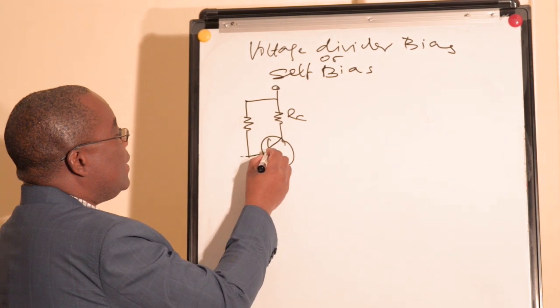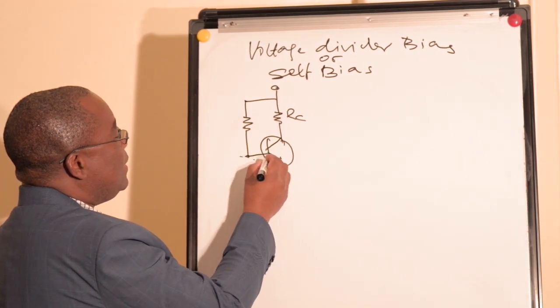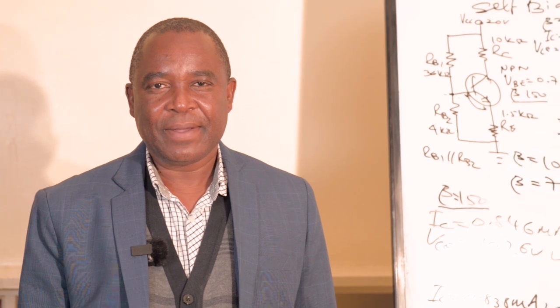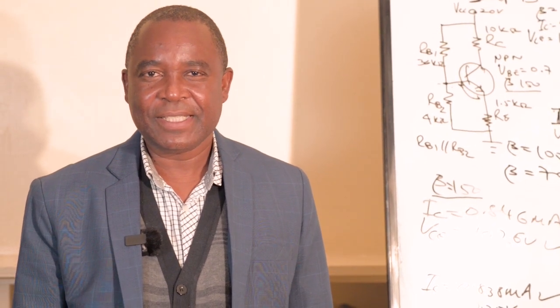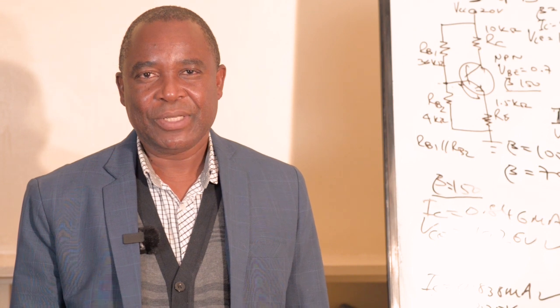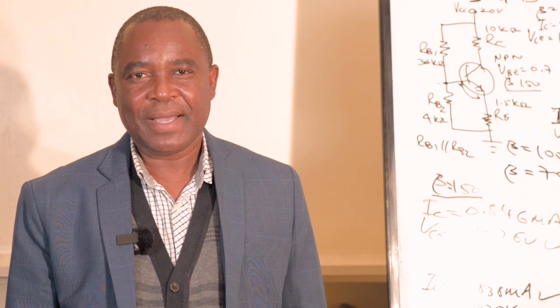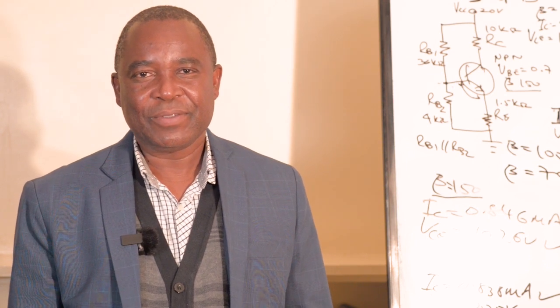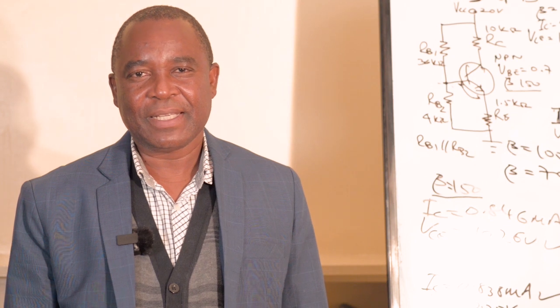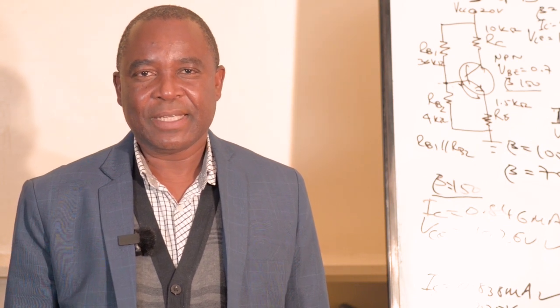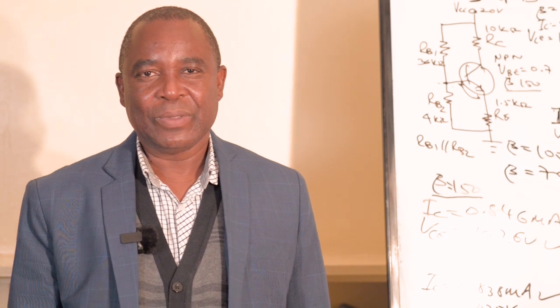Hi viewers of Electronics Class Tanzania. In lesson 9, we have learned about voltage divider bias or self bias, and we have seen 3 scenarios: beta at 150, beta at 100, and beta at 70. But there were very small change in collector current and the collector emitter voltage. So we concluded that voltage divider bias or self-bias is much stable because we have varied the beta, but the collector current and collector emitter voltage changes very, very little.